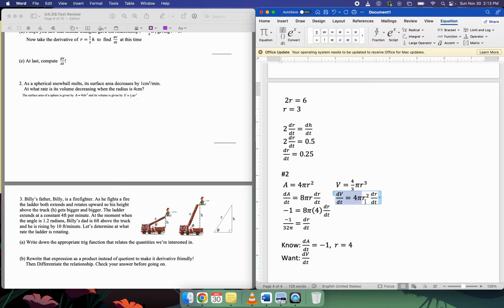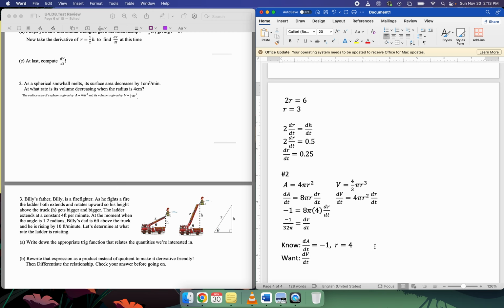If I then return to this equation here, dV/dt is what I'm looking for. That's 4 times pi times r squared. Do I know what r is? Yeah, it's 4. And do I know what dr/dt is? Yeah, I just figured out that it's this number here. So if you plug all that in, then you should get the answer, no problem.